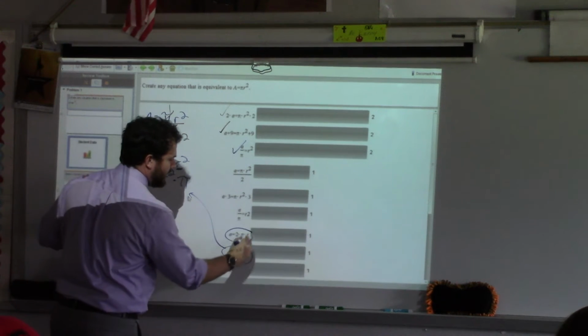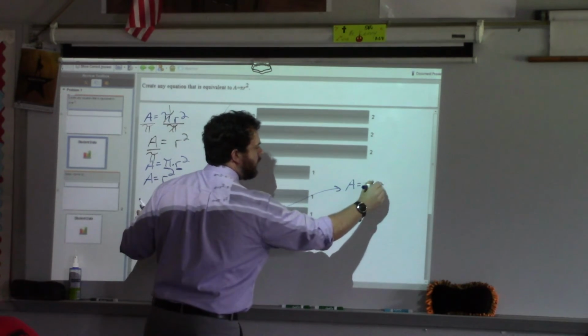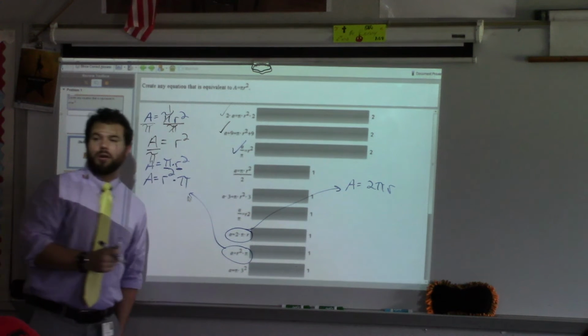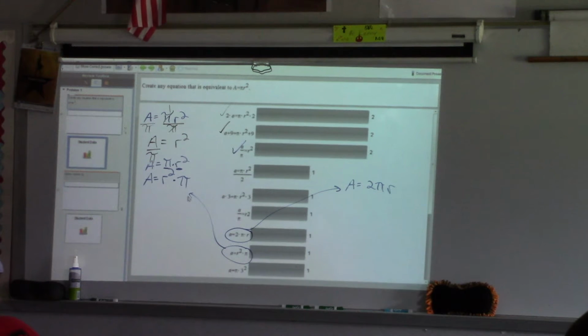Now I do want to look at this one. All right. A equals 2 pi r. Is that the same thing as pi r squared? No, it is. Wait, no. Do we see how that would not be? It's not the same, right? 2 pi r is different than pi r squared.